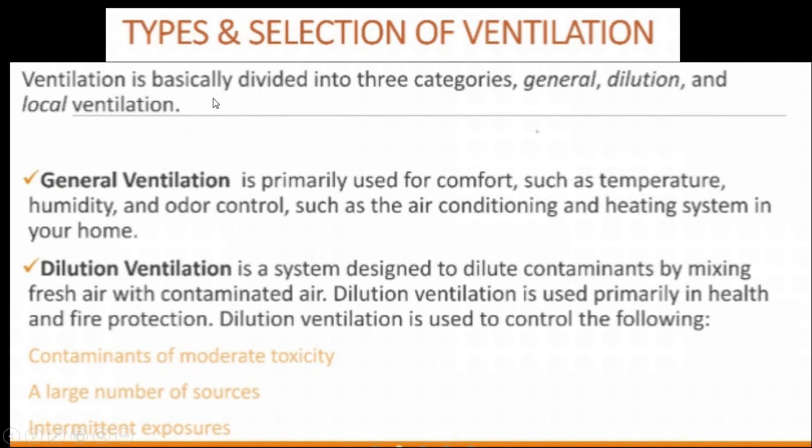Okay, next slide, types of ventilation. Ventilation is basically divided into three categories. Number one, general ventilation. Number two, dilution ventilation. And number three, local exhaust ventilation. General ventilation is mostly for thermal comfort. If we want to maintain a temperature, maintain humidity, remove odor, air conditioning, heating, then we use general ventilation. This may be used at domestic level, and this may be used at industrial level.